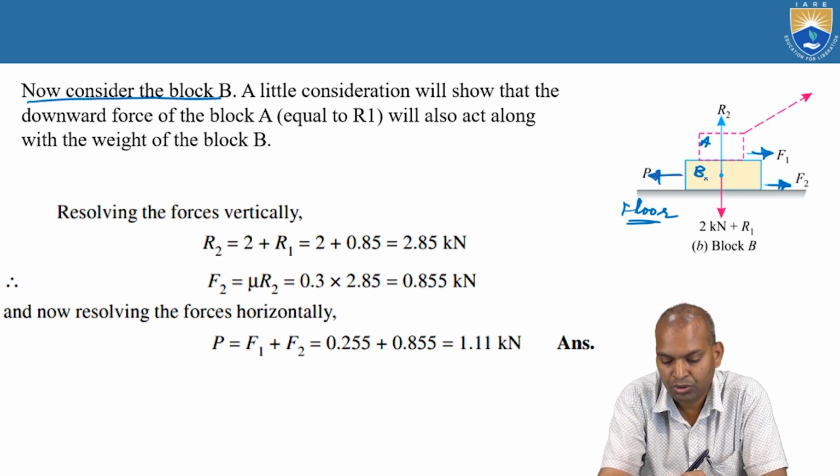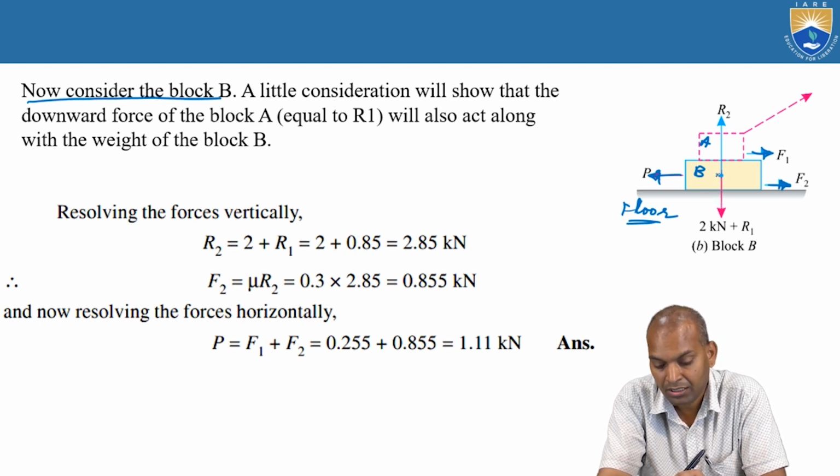The reaction R1, 2 kilonewtons plus the weight. The weight, that is R1, is also there, and R2 acts as the normal reaction upwards. This normal reaction R1 is between the two blocks. Here R1 is acting downwards, and 2 kilonewtons plus R1 is acting downward as the normal reaction, which acts normal to the surface.